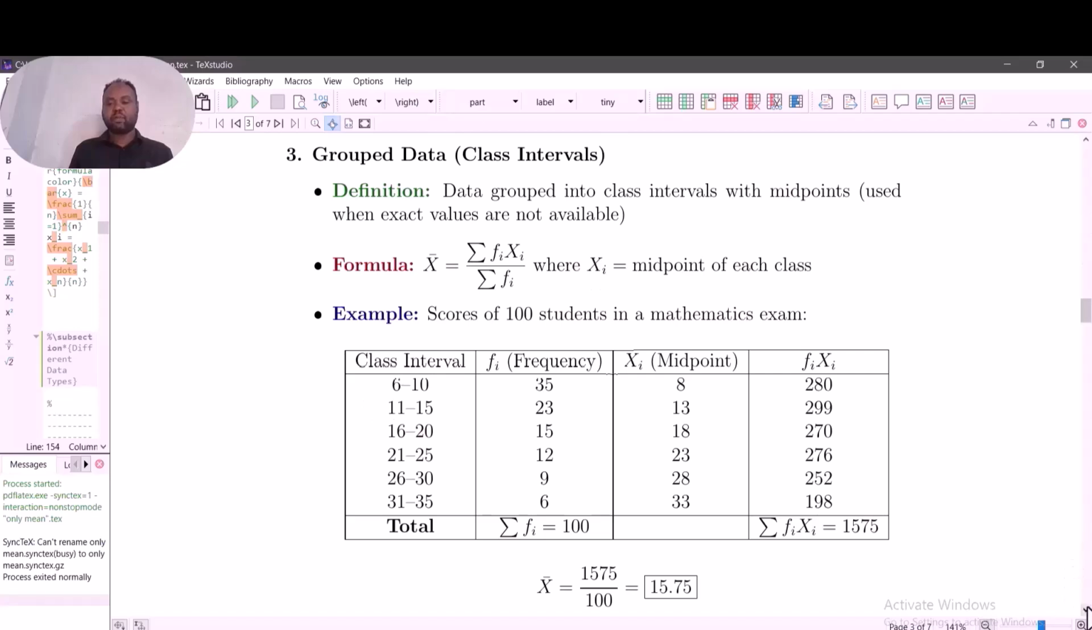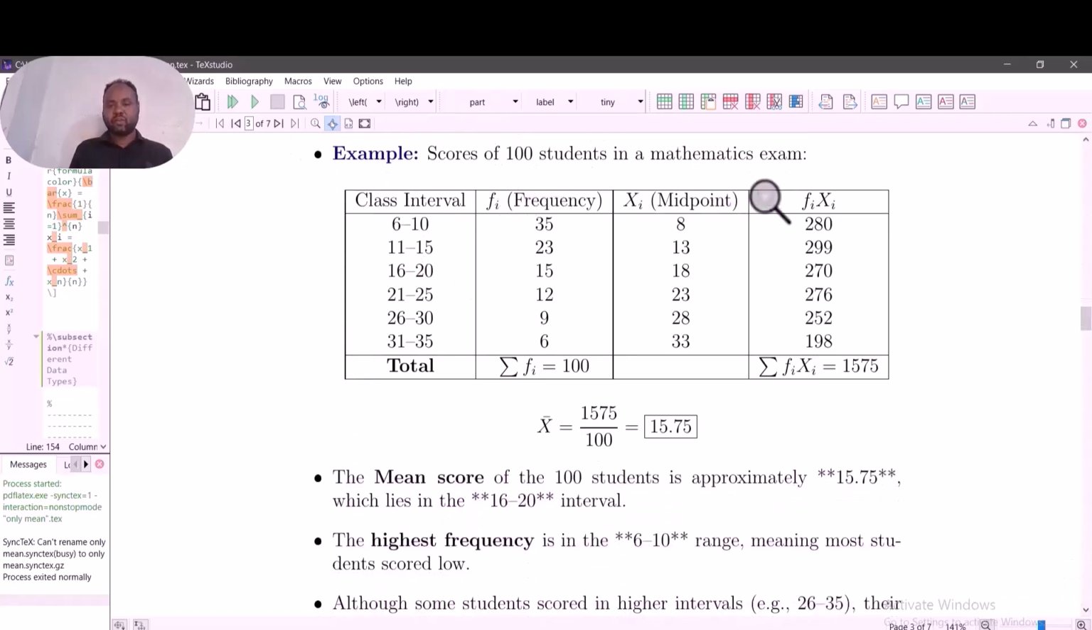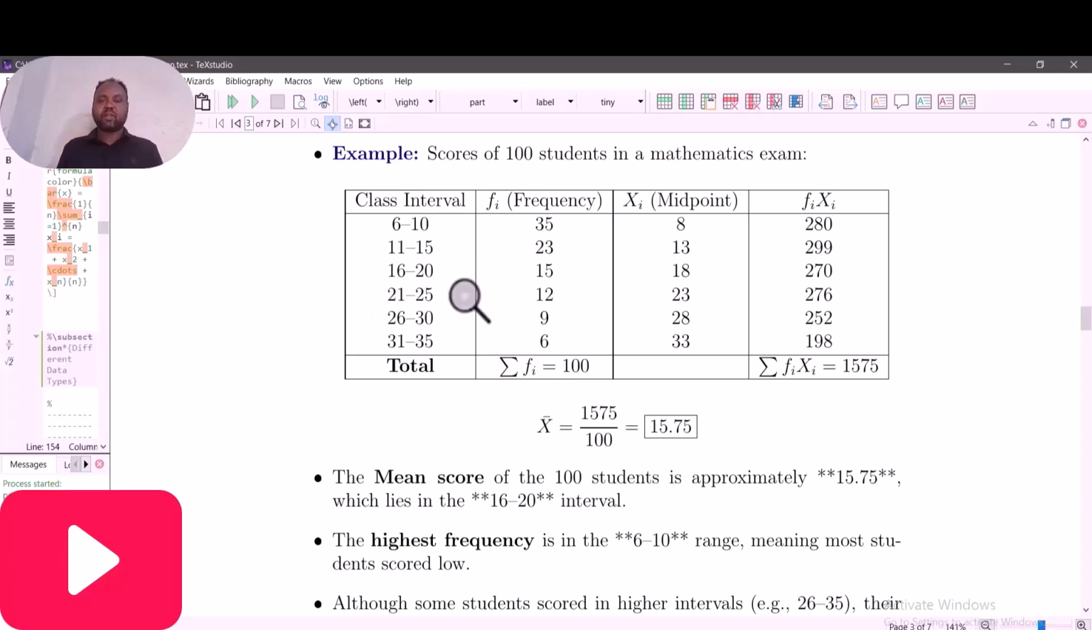Let us see one example on data of scores of 100 students in a mathematics exam. How many students are there? 100. If we have this frequency distribution at hand, we know that it is possible to find the central value by computing the arithmetic mean from this grouped frequency distribution.